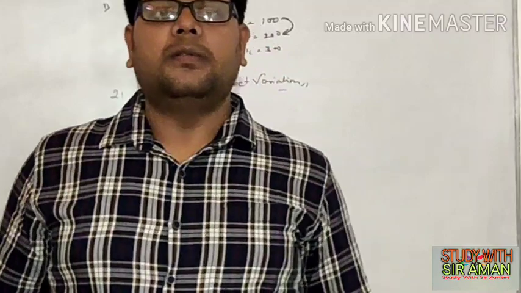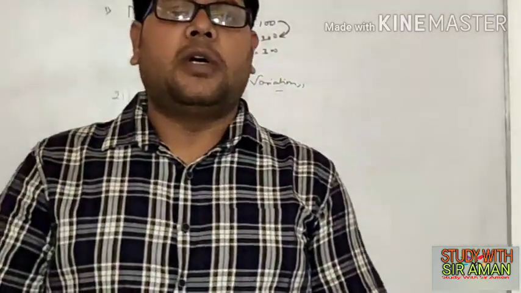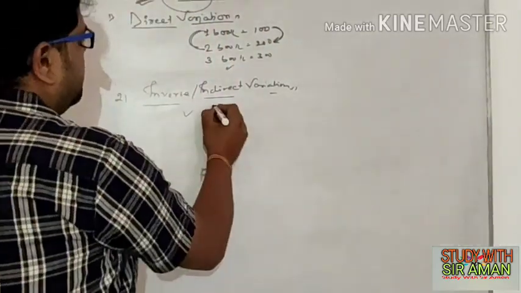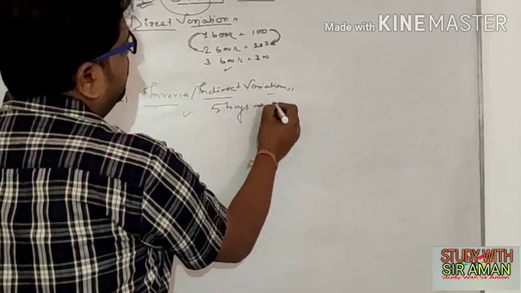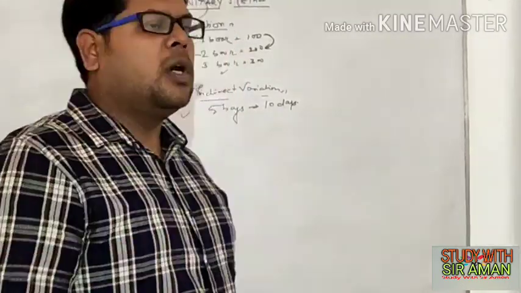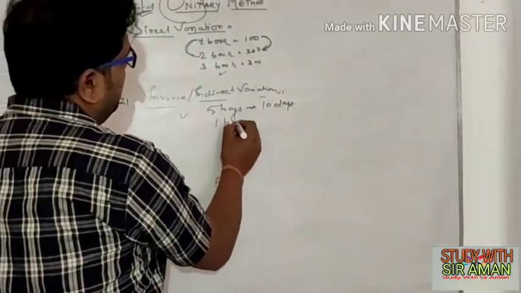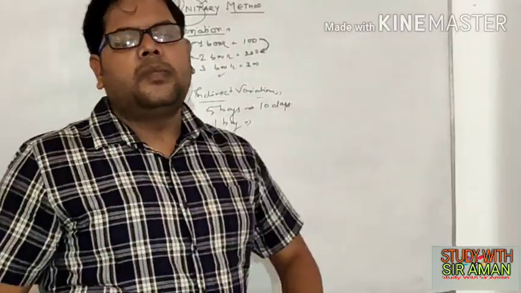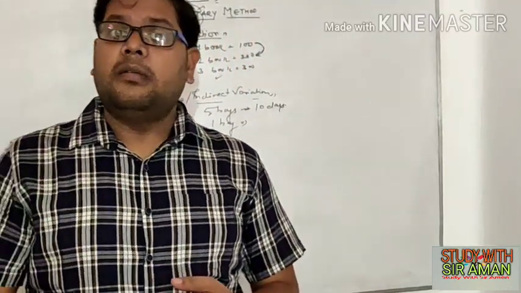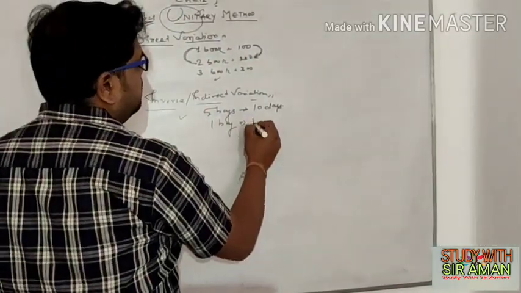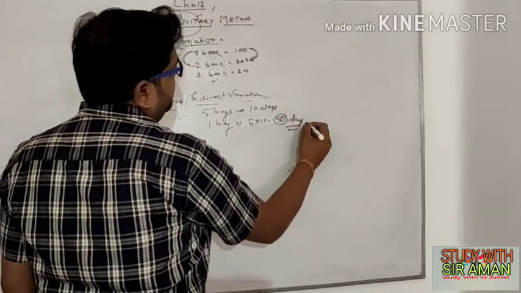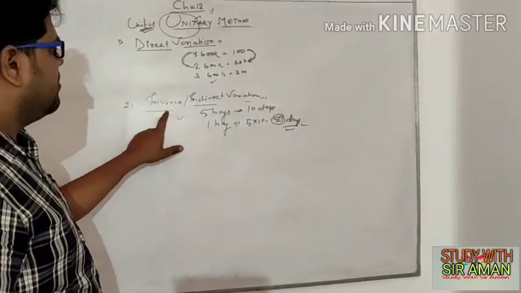If I give you homework in a group, if I tell you 5 boys together can do a homework in 10 days, then if I ask only one boy to complete it, one boy will take how many days? Think, one boy will take more days or less days? Obviously, one boy will take more days. Means 5 into 10. How many days he will take? 50 days. It is the example of inverse variation.